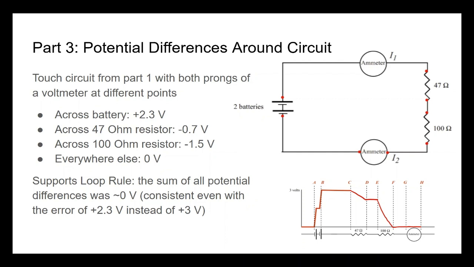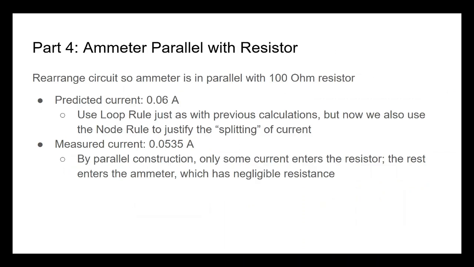Part 3 was around a circuit. We measured potential differences at the different red dots that you see in the top right there. Across the battery, it was 2.3 volts. And then across each resistor total, we got about negative 2.2 volts and 0 volts everywhere else. So this supports the loop rule. Even though it's 2.3 volts instead of the 3 volts we expected, the sum of all potential differences was about 0 volts, which is what we expected.